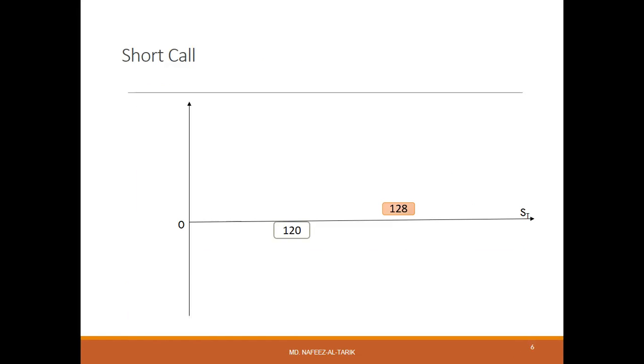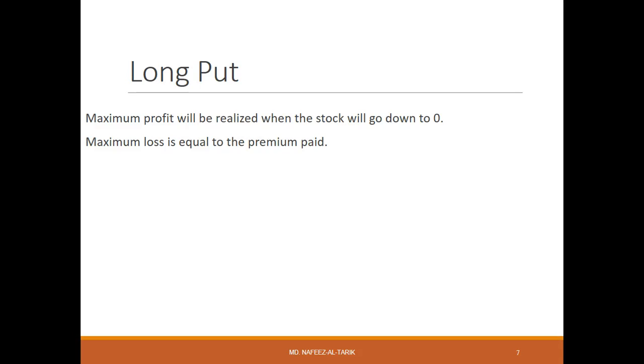In case of a short call option, the option writer has the obligation when the option buyer decides to exercise. So if the underlying price is below 120, the option writer makes a profit. But the break-even is 128, so whenever the stock price goes above 128, the option writer incurs loss.